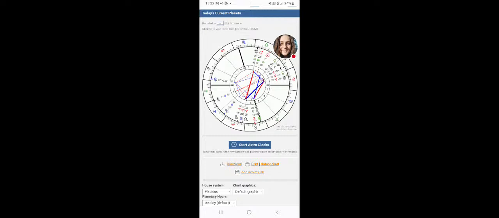It trines the first degree of Scorpio, which is Mars ruled, and the first degree of Cancer. And so the generations born with Saturn on the first degree of Scorpio are having their Saturn trine right now. And the people that were or will be born with Saturn on the first degree of Cancer are having the trine to today's chart.